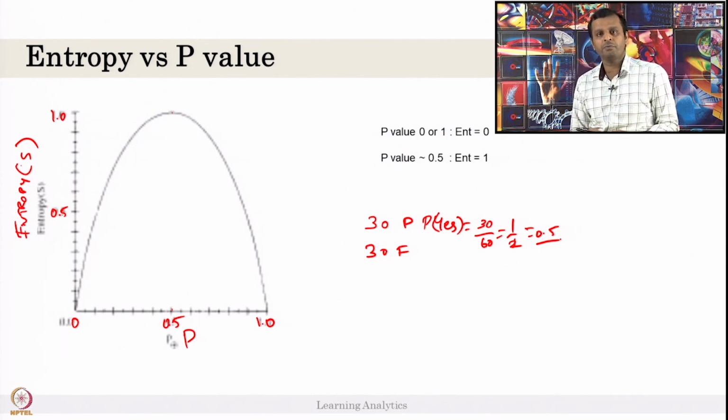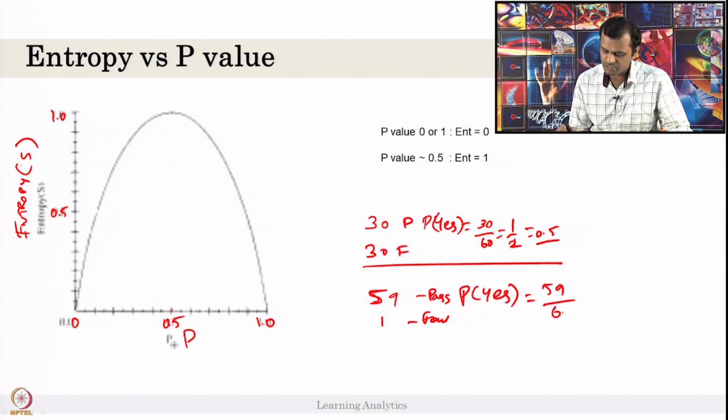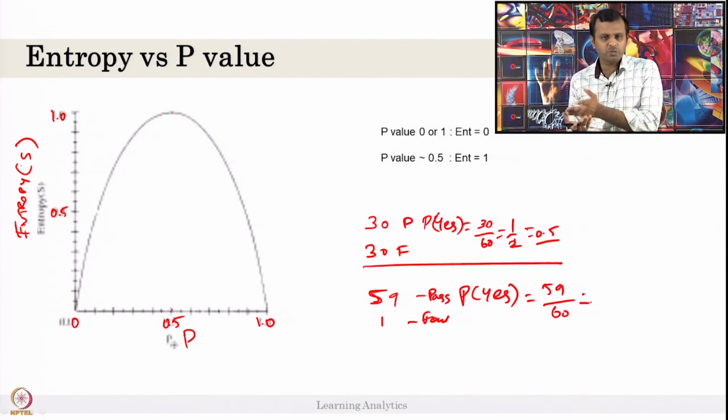Consider the same 60 students, where 59 students pass and only one student fails, right. Which means the probability of yes is 59 divided by 60, which is almost 1, 0.9 something, 0.94 or so. So, it is almost 1.